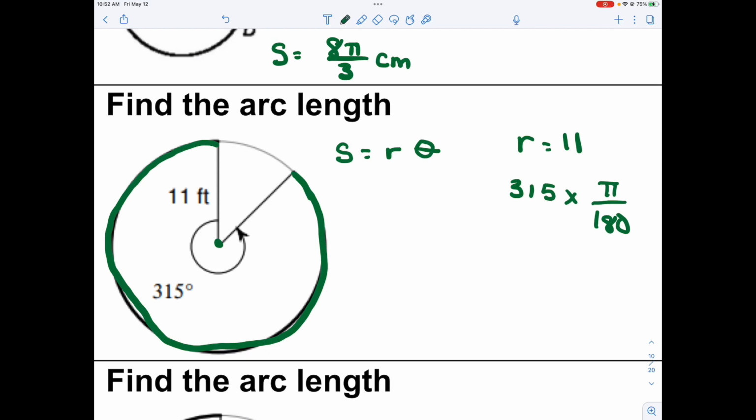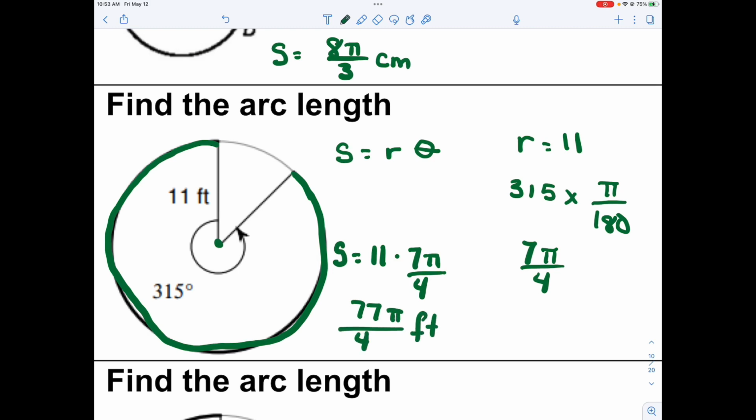Again, I'm going to use my handy dandy alpha y equals, and I'm going to have 315 over 180, and my calculator tells me that that is 7 pi over 4. So to find S, it is going to equal 11 times 7 pi over 4, which would be 77 pi over 4 feet. Again, I get the feet from there.